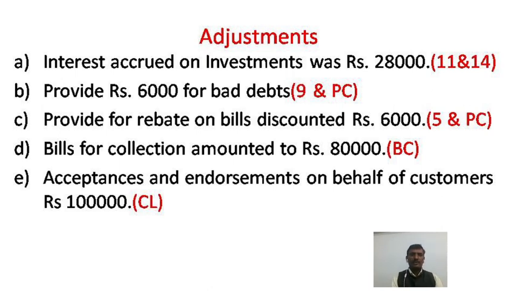Then after that, we have one more important adjustment, that is provide for rebate on bills discounted. As it is a provision, first of all it is taken to other liabilities and provisions under schedule number 5, then it is taken to provisions and contingencies. Then after that, bills for collection amounted to rupees 80,000, so it is separately taken to the balance sheet, that is not to be included in any item of liabilities or assets. It is taken separately under the head assets.